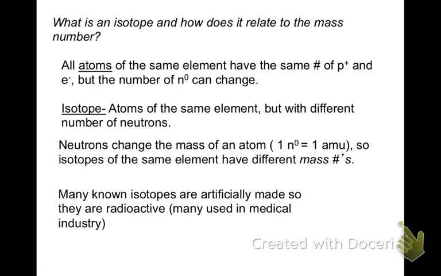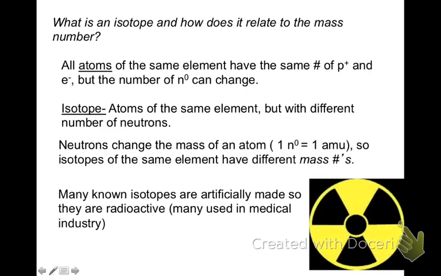Many known isotopes are artificially made, so they are radioactive. We're going to talk more about that later. So these are atoms of the same element, but with a different number of neutrons, and that's going to give us a different mass number, which we need to define. And that's because one neutron is exactly equal to 1 AMU, so every time you add on a neutron, you're going to add 1 AMU to the mass.